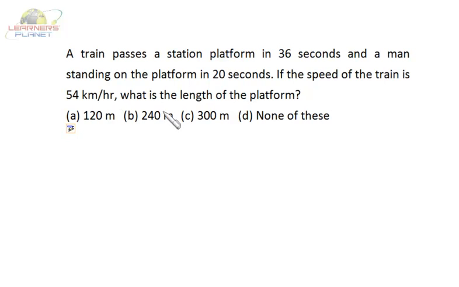This train is crossing a man, that is a stationary body, in 20 seconds, and the speed of the train is 54 km per hour. So first of all, let's convert it into meter per second. So it is 54 into 5 by 18. So 18 threes are 54. That means 3 into 5, 15 meters per second is the speed of the train. Okay, 15 meters per second.